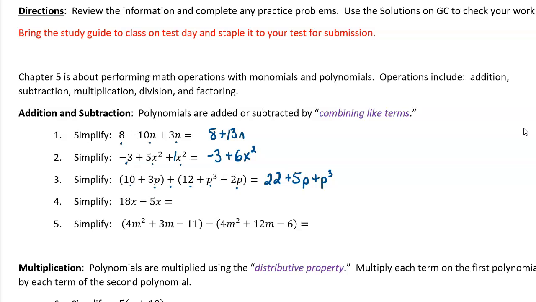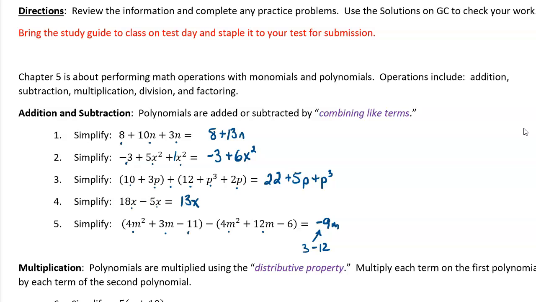Question 4, 18x subtract 5x is 13x. Question 5, 4m squared subtract 4m squared is no m squareds. 3m subtract 12m is negative 9m. To do that, you subtract the coefficients. This negative 9 is obtained by going 3 subtract 12.